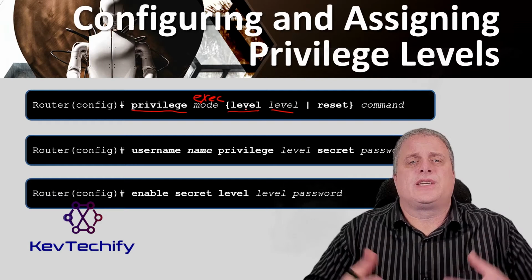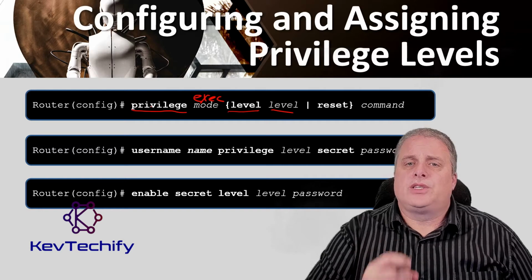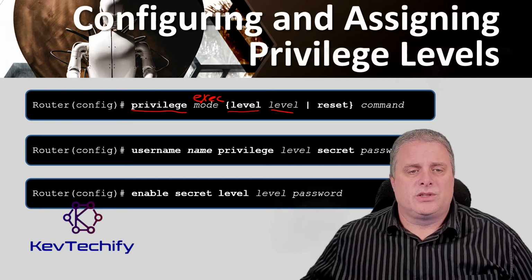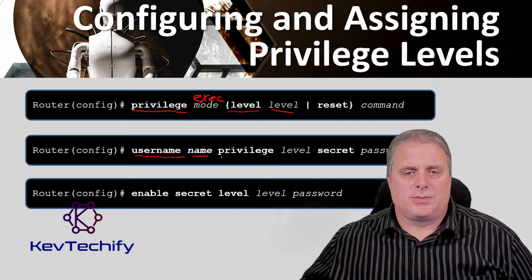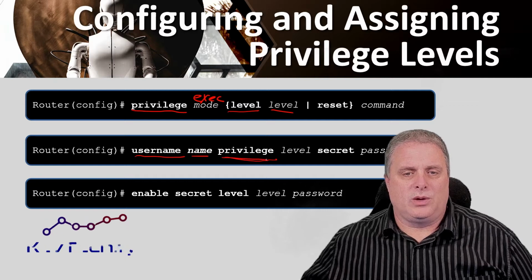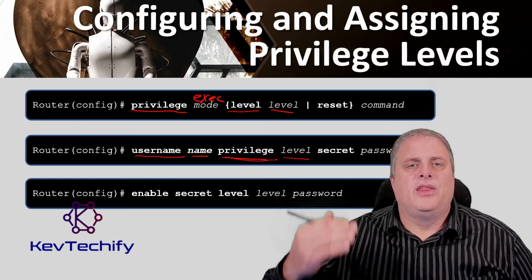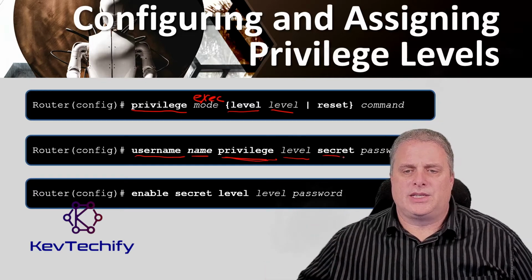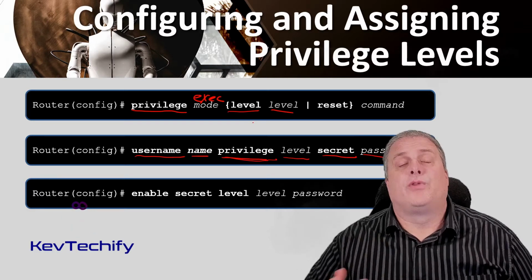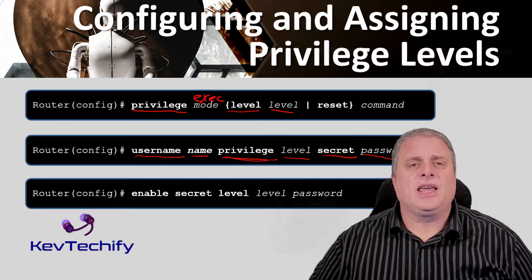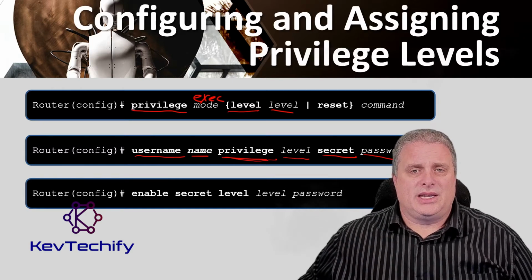There are two methods for assigning passwords to different privilege levels. The first method is to assign a privilege level to a specific user. Use the username command. So you say username, the name of that user. You specify the keyword privilege, and then you say what level it is, and that will give them their level. And then we say either secret or password. You want to probably use secret here, that encrypts your password, and then what the actual password is for that user.